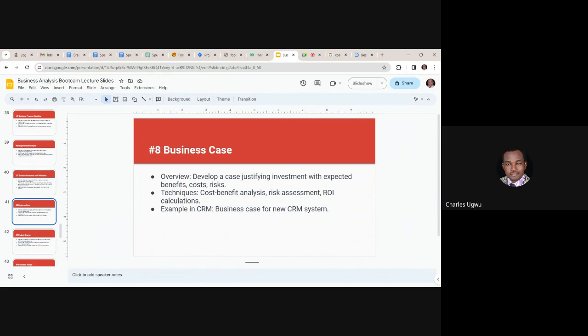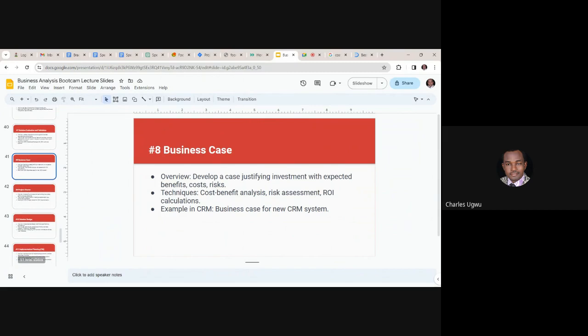Once your business case has been approved, then you jump into what we call the project charter. The project charter is a way of approving the project. You create a formal document authorizing the project, defining scope and objectives. The project charter is a very important document in project management and business analysis.